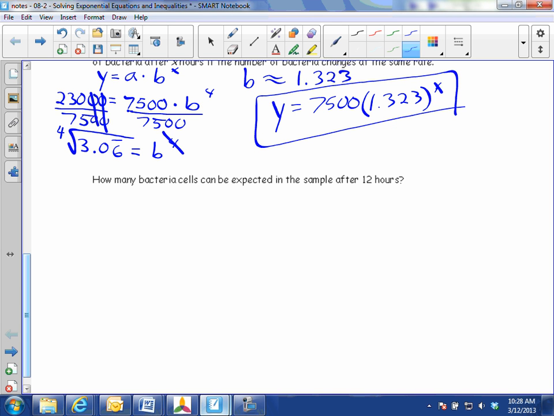All right, let's do the next one. How many bacteria cells can be expected in the sample after 12 hours? What are you going to do? Plug it into your equation. Where does the 12 go? Okay, and then think the order of operations. What should you do first? Exponents, then multiply. Well, we'll round to the nearest whole number.